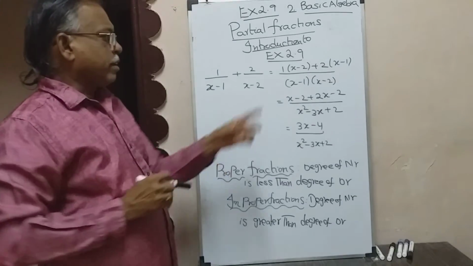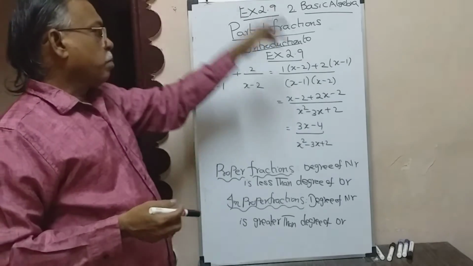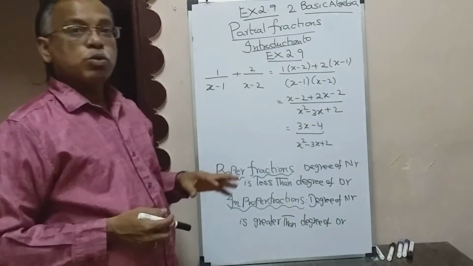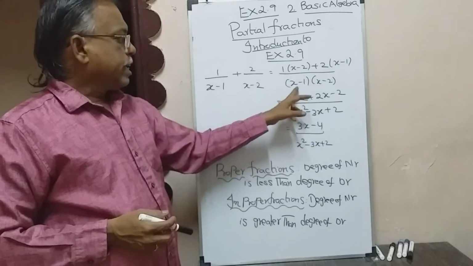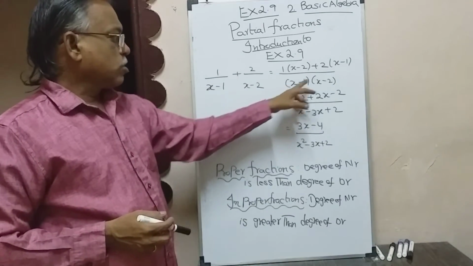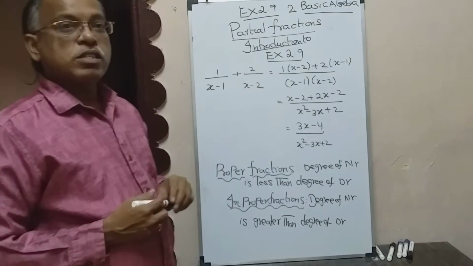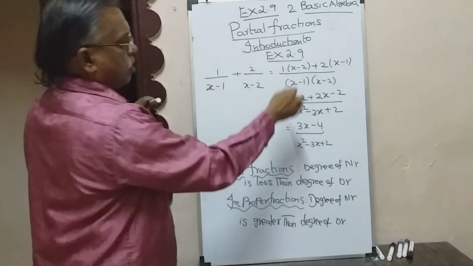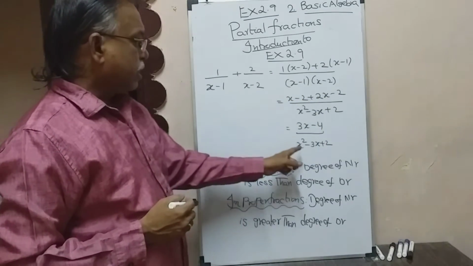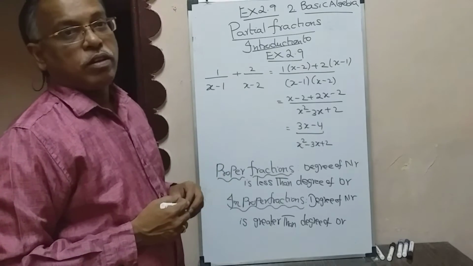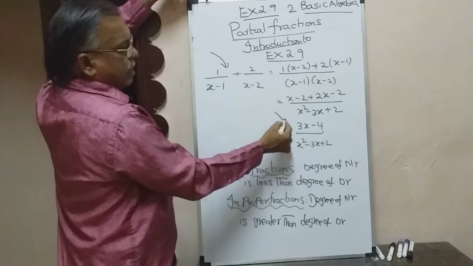Then you multiply, open the bracket: 1 into x minus 2 plus 2 into x minus 1, by x square minus 3x plus 2. Directly I wrote, students, x into x square, x into minus 2, minus 2x, minus 1 into x, minus 2 into minus 1, plus. So if you simplify, x plus 2x is 3x, minus 2 minus 2 is minus 4, divided by x square minus 3x plus 2. That means you simplified these two fractions like this.